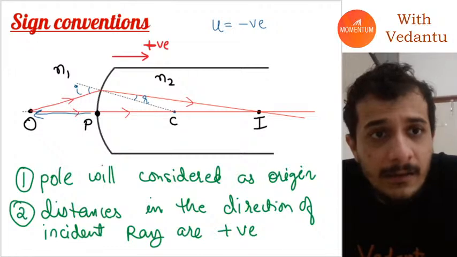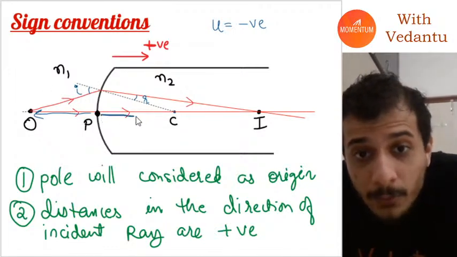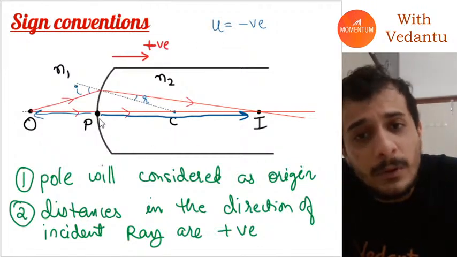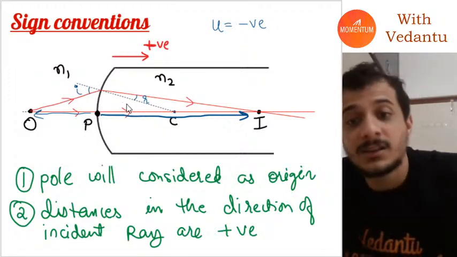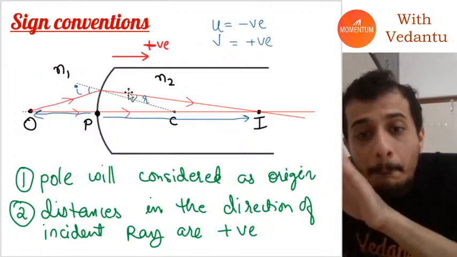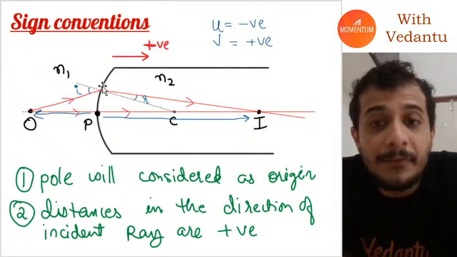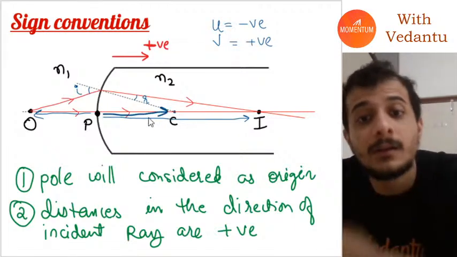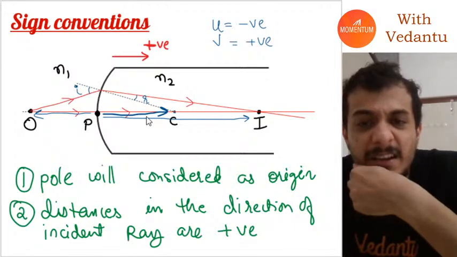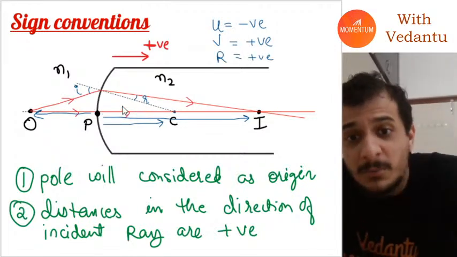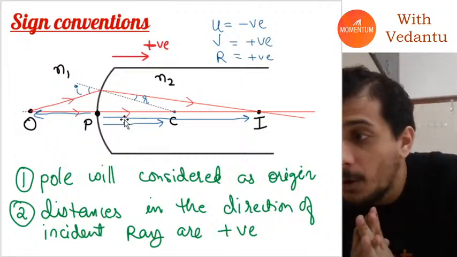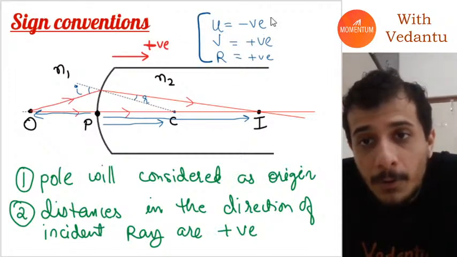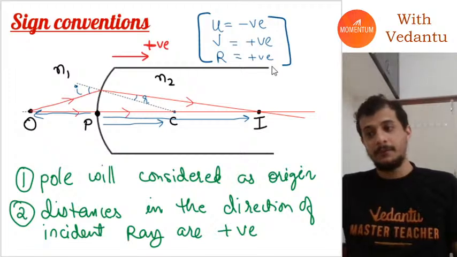Similarly, if you want to measure the image distance, you have to start at the origin, which is the pole, and go towards the image. This time you are going in the positive direction, so image distance will be positive. And if you have to calculate the radius of curvature, you go from here to here. In which direction are you going? You're going in the positive direction, so R will also be positive. This is how we determine the values as negative or positive, and this is the sign convention that everybody needs to follow.